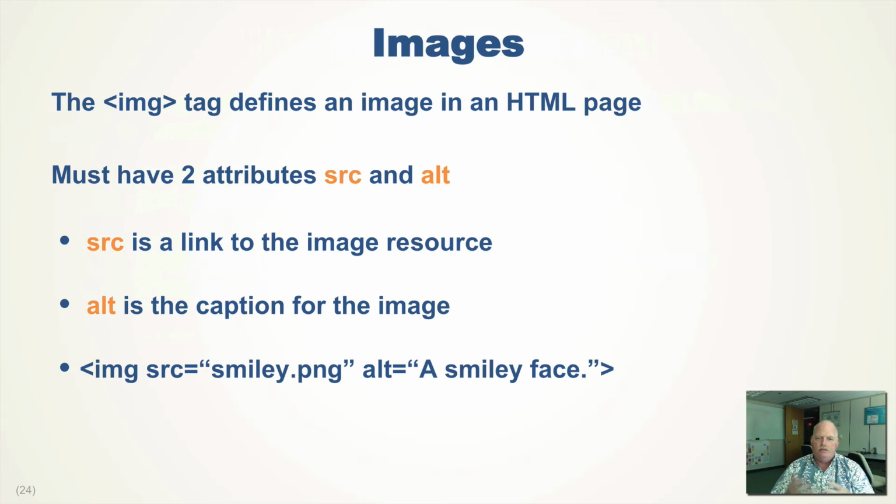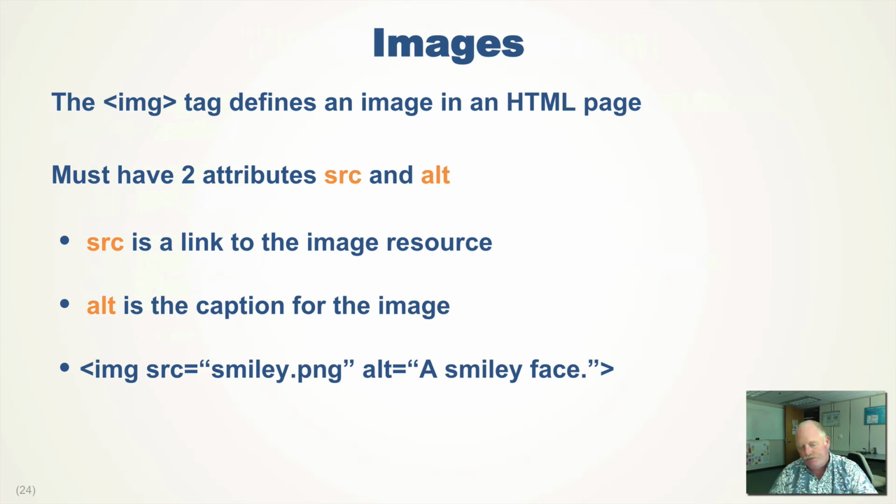Image tags allow you to define an image in an HTML page. It must have two attributes. In the previous example, I kept out the alt. Alt is used for browsers or other things where they can't render the image, so they'll render the alt instead. The source is the link to the image resource. So again, it's a URL to an image resource.